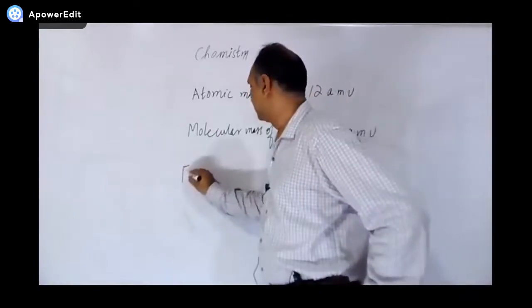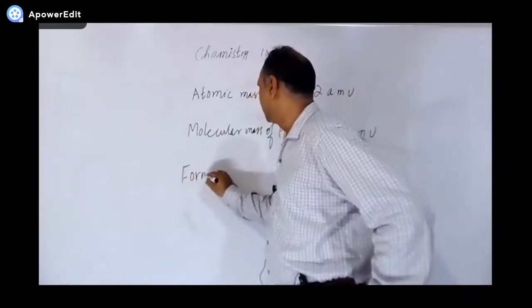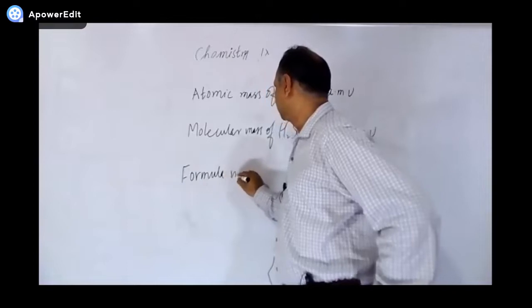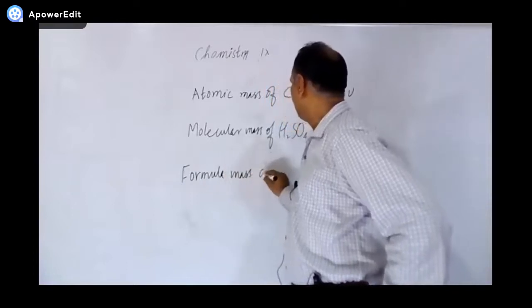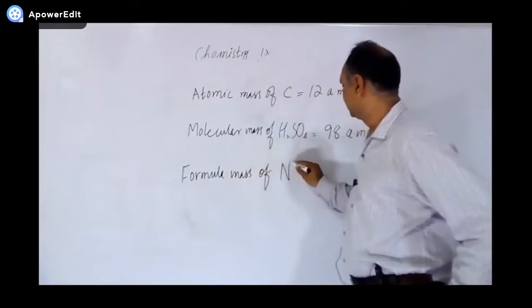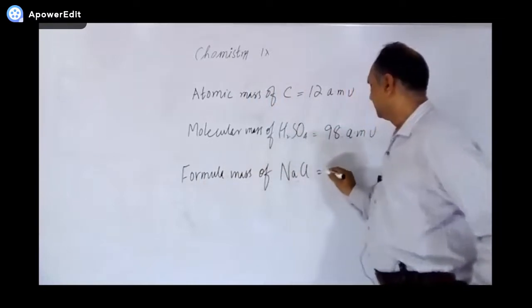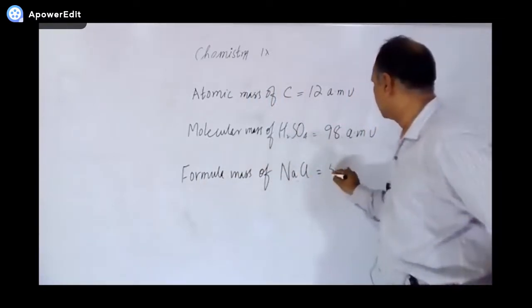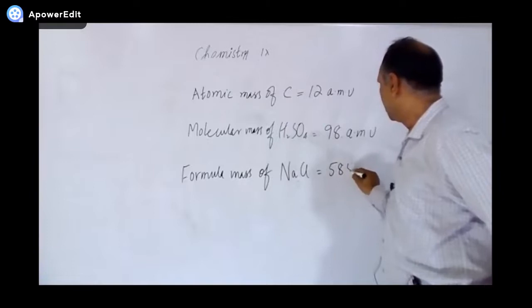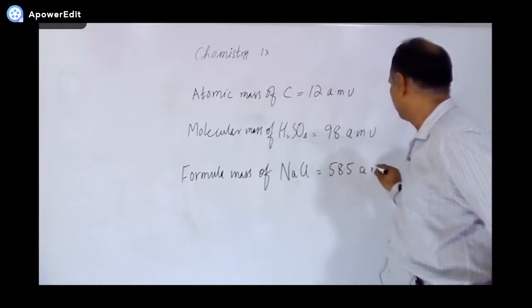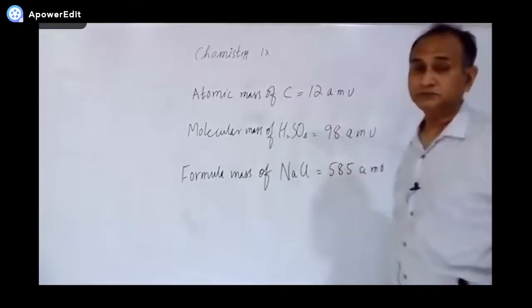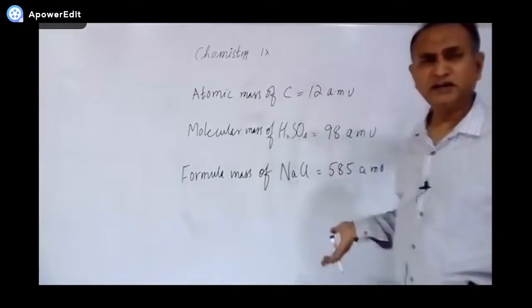And formula mass of NaCl, just add them, 58.5 AMU. Different types of masses are there.